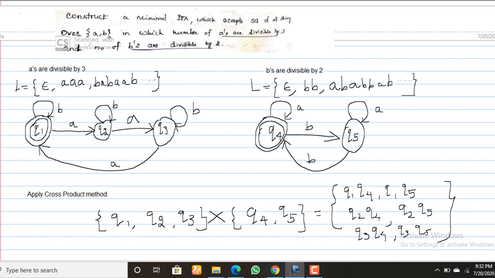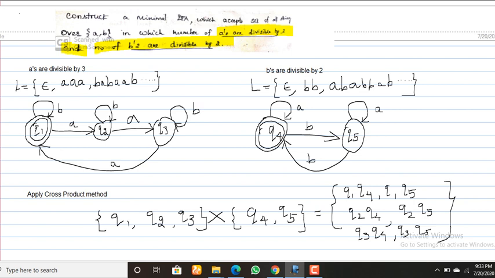Okay. So here we are going to construct a minimal DFA which accepts the set of all strings over the alphabet {a, b}, in which the number of a's is divisible by 3 and the number of b's is divisible by 2. Okay. So for this case, you should apply the cross product for your DFA construction.